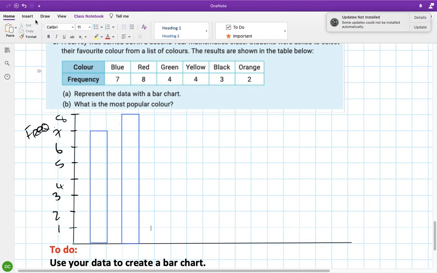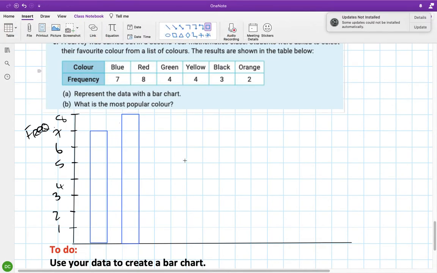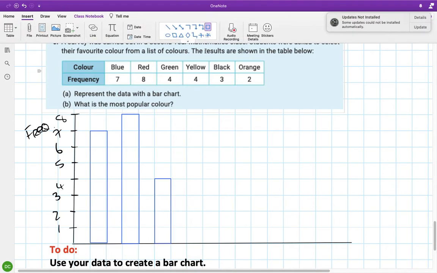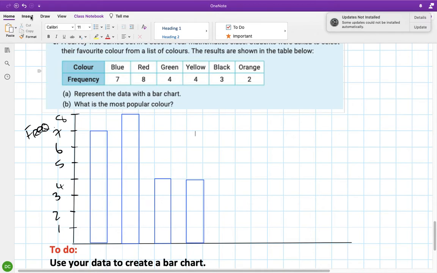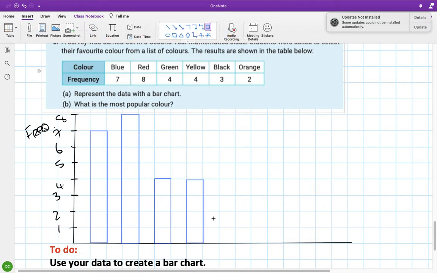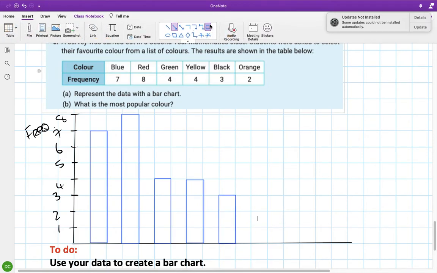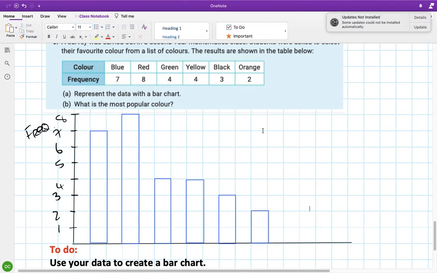Okay, and skip again. And now we're at 4. And the next one is 4 again. I'll add in the descriptions in a second. The next one is black, which goes to 3. And then the last one is orange, which goes to 2. There you go.